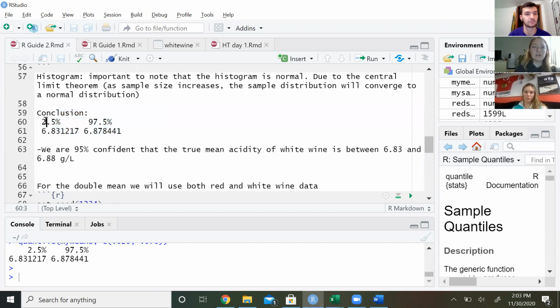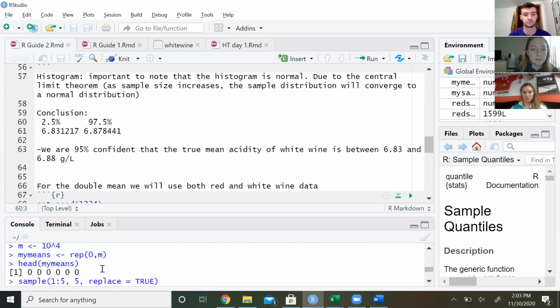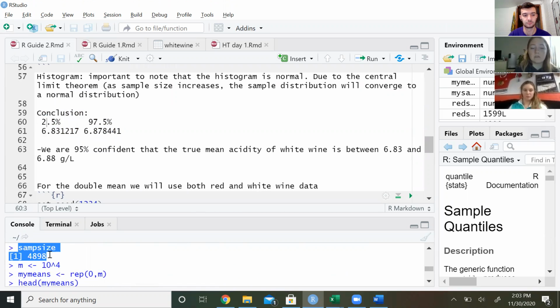So based on this, our conclusion is that we can say we're 95% confident that the true mean acidity of white wine is between 6.83 and 6.88 grams per liter. It's important to note that these are very, very close, as you can see, and that's simply because we have a very large sample size, which was right up here. We have a sample size of almost 5,000. So because we have such a large sample, we're fairly confident that we're going to be able to accurately show the true acidity. Therefore, we can have a tighter confidence interval because we're more confident that it will show the true mean acidity of white wine.